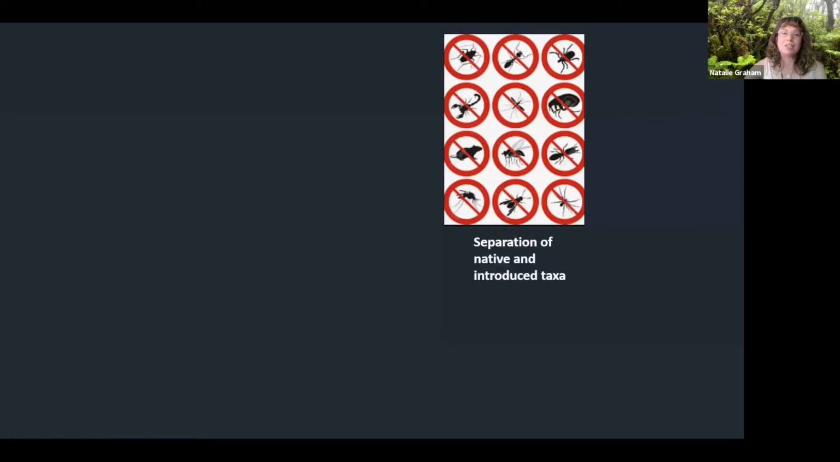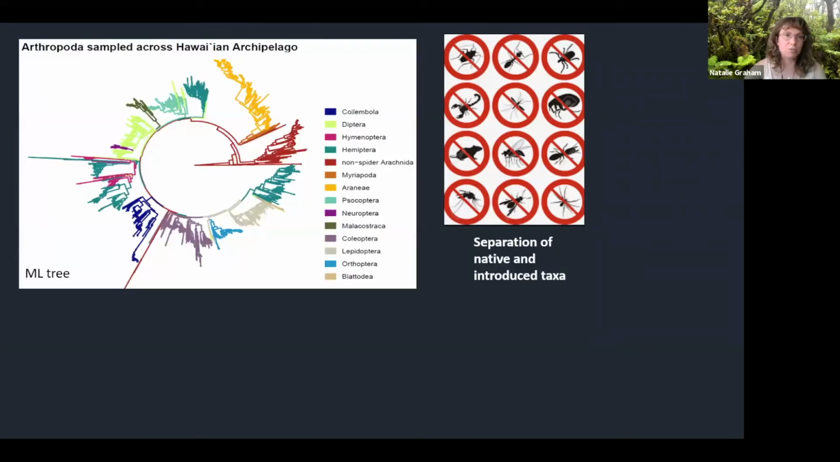So again, getting at the challenge of how do you separate the native and invasive taxa? Well, it turns out that there's this wonderful signature in the DNA itself for native and invasive taxa. So this is a phylogeny. This represents all of the species that we sampled in our whole community, and they're color coded by order. So for example, up here in the gold, you see the spiders. There's a signature of the differences in native versus introduced taxa.